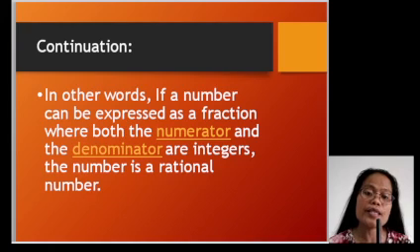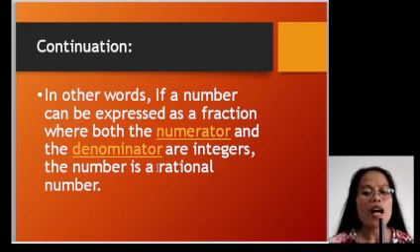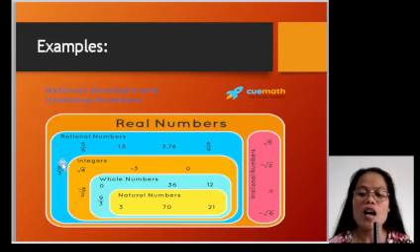In other words, if a number can be expressed as a fraction where both the numerator and the denominator are integers, the number is a rational number. In short, rational numbers are numbers that can be expressed as a fraction. These are the examples of rational numbers.